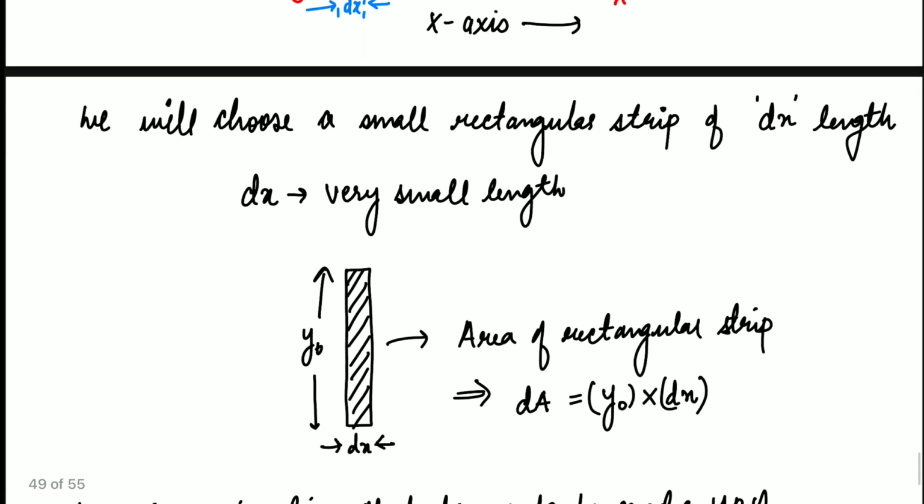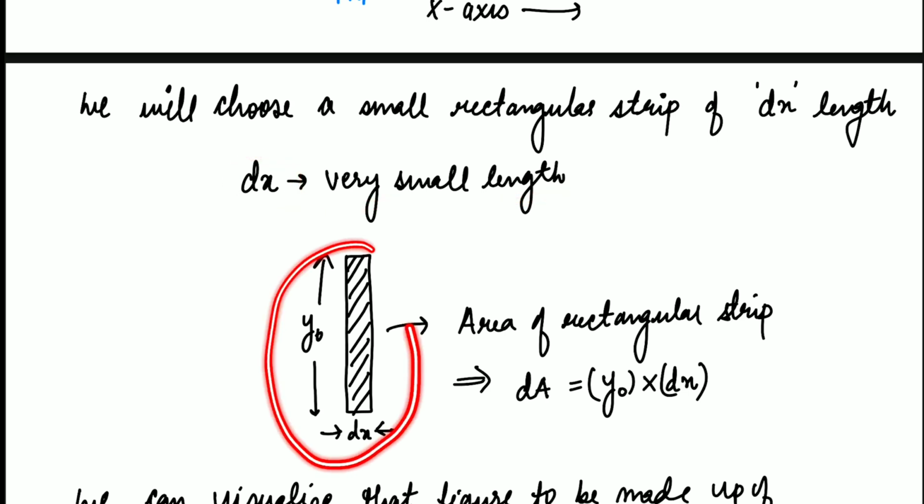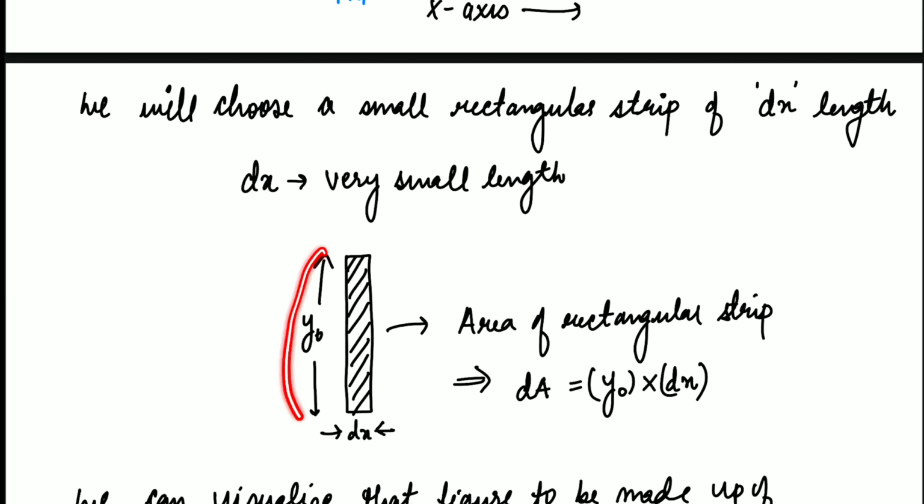I can choose a small rectangular strip of dx length. dx length means very small length. It's basically a rectangle, which has a width of dx and length of y naught. So what is the area of that small rectangular strip? It's simple, length into breadth, that is y naught times dx.